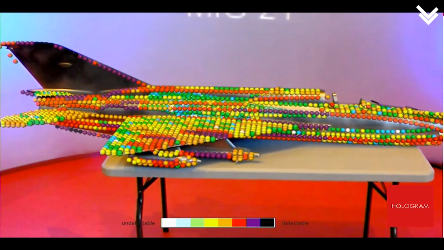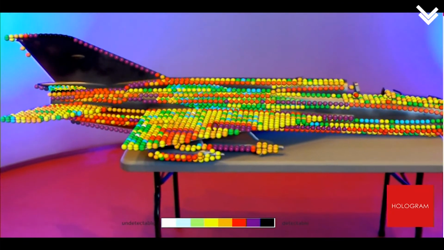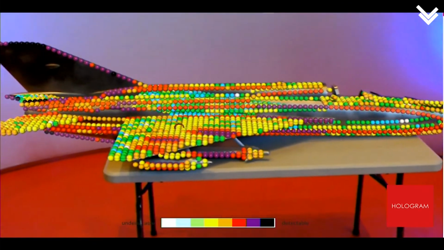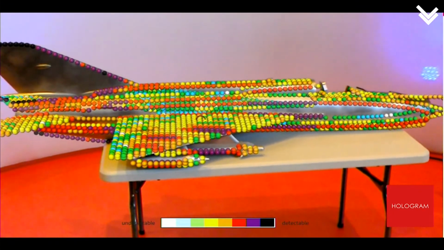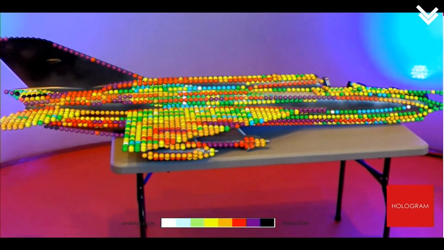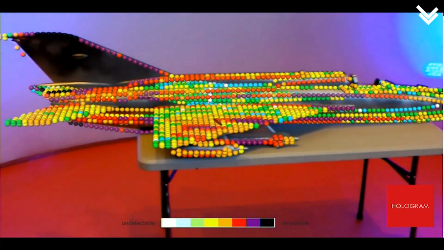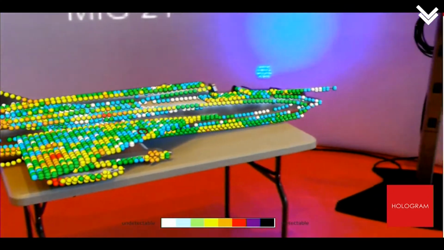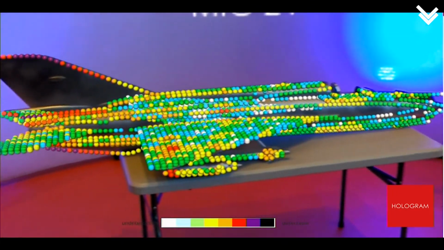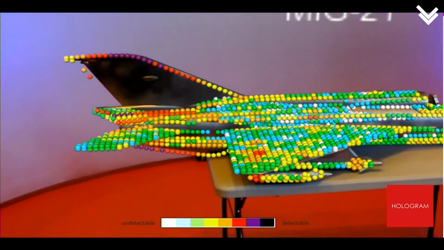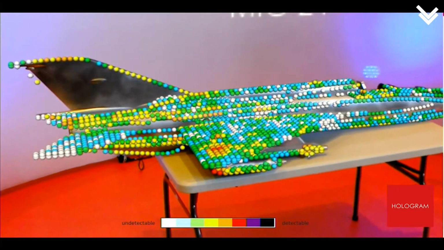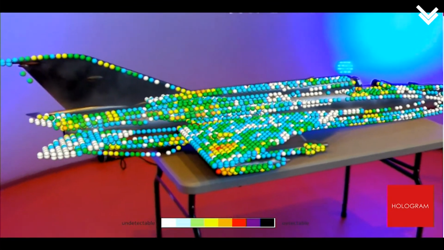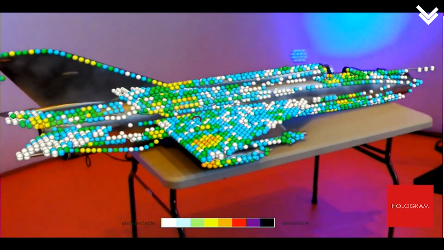So, as you can see, the color represents the different levels of stealth. In white is undetectable, and in black is detectable: black, purple, and red. The user position with HoloLens is the radar position of measures. And when we are on the side of the aircraft, the right wing and the weapon are very detectable. But in front, it's okay, it's more undetectable.